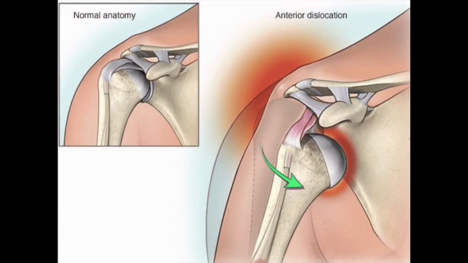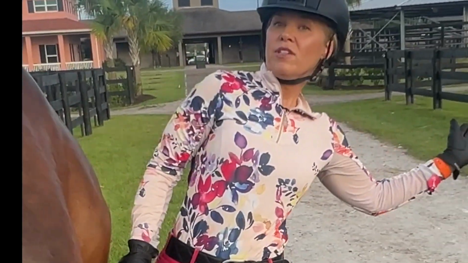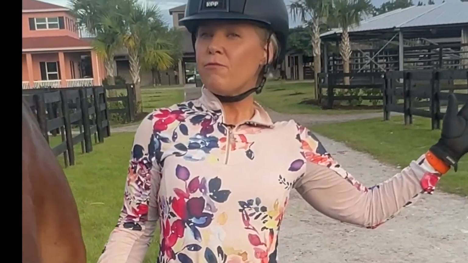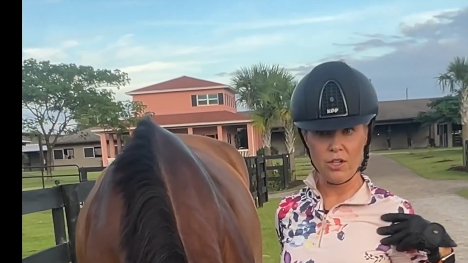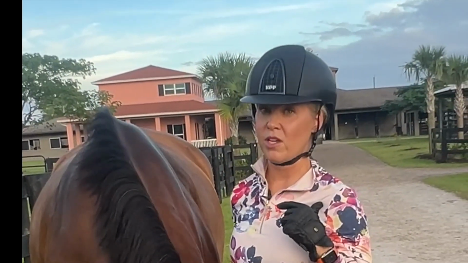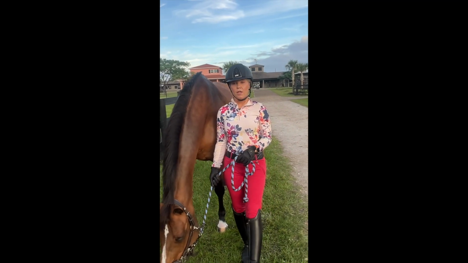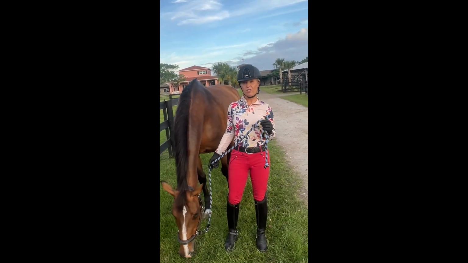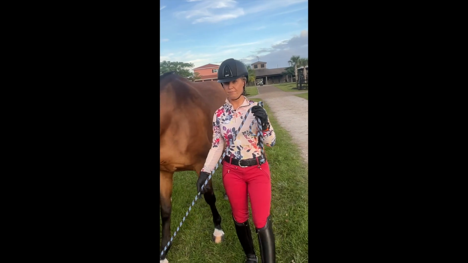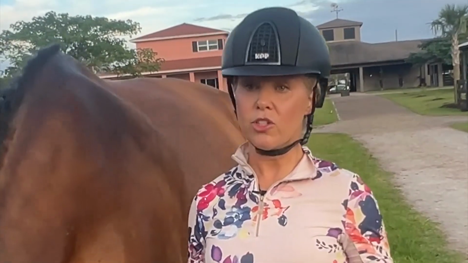This injury is caused by suffering an anterior blow or landing on your abducted, externally rotated and extended arm. This force causes the ball to stretch and tear the soft tissue structures in the front of your shoulder, such that the ball ends up in the front of the socket. There are posterior and inferior dislocations as well, but these are less than 3% of dislocations. If you would like more complete information about all shoulder dislocations, then check out my shoulder dislocation video under the Ortho Info section.